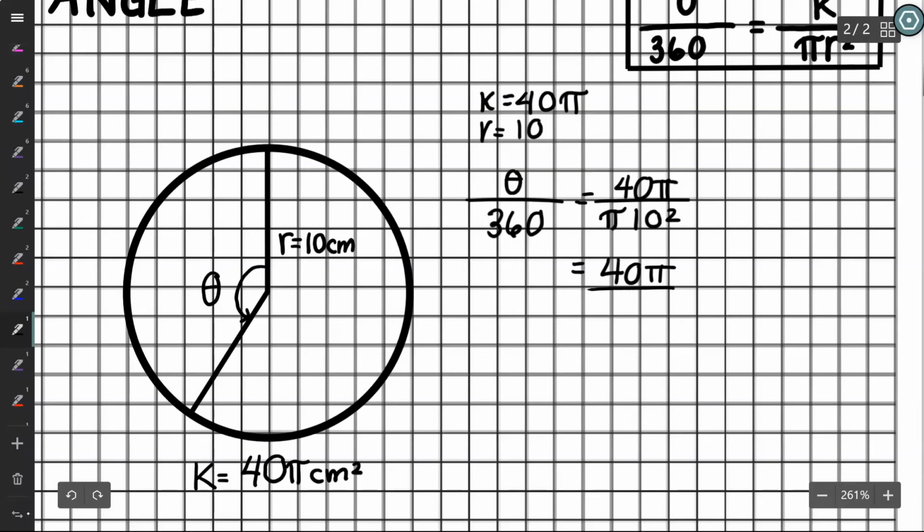equals theta over 360. Alright, we're going to go 40 pi times 360.